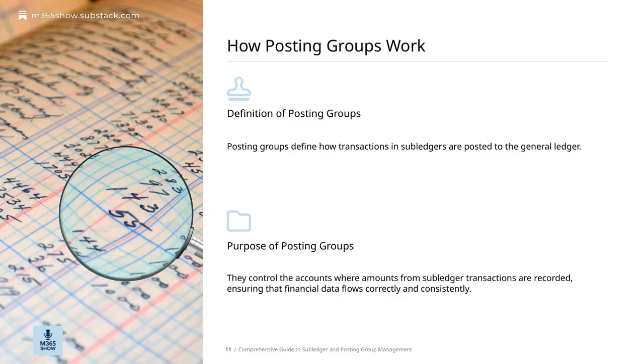And how do posting groups work in practice? When a transaction occurs in a subledger, the system checks the relevant posting group settings.